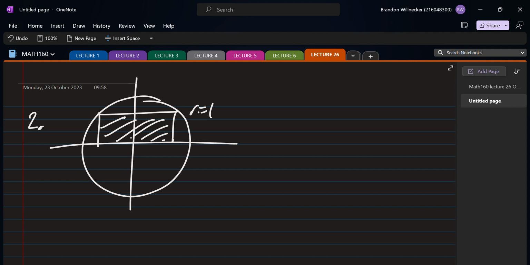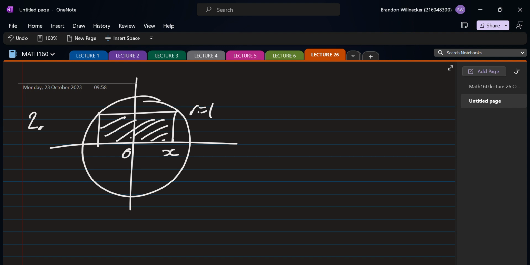Okay, so to set up the problem, we need a bit of variables. So let's call this base point over here x. So from the origin to x, that's going to be half the base, right? Because if x is on the right, you're going to have minus x on the left, and then together that will give you the full base length of 2x. Okay, what about the height? The height is going to be the function value at that point.